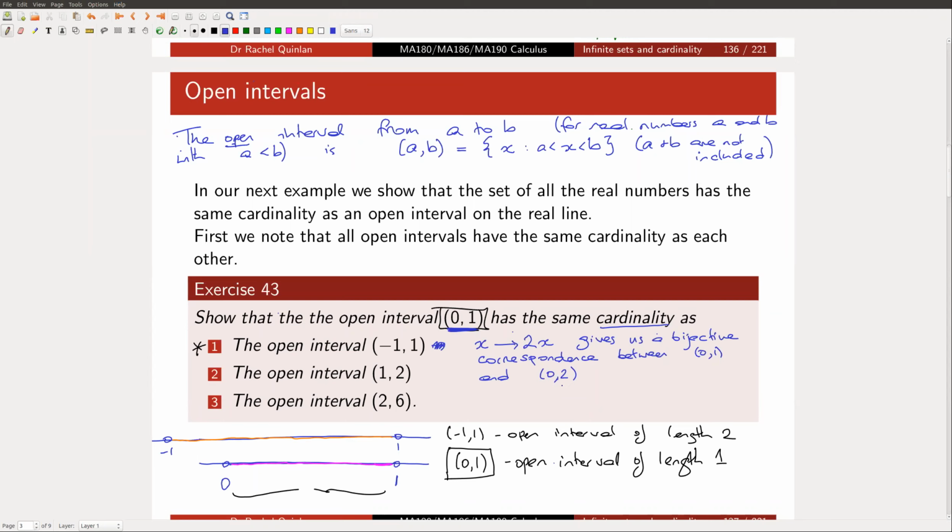What we're actually asked for here is not a correspondence between 0, 1 and 0, 2, but between 0, 1 and minus 1, 1. And the reason I've harped on about 0, 2 is because it has the same length as the open interval from minus 1 to 1. So after we've multiplied by 2, we're now in the open interval from 0 to 2, but we can just slide back to the interval from minus 1 to 1 by just subtracting 1 from everything. So then subtract 1 from everything.